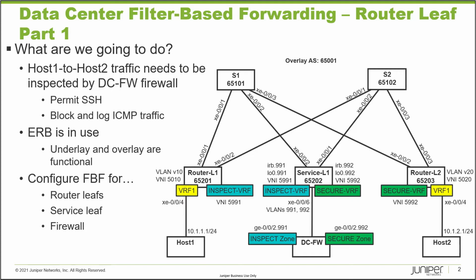All right, so with that, let's go ahead and configure the router leaf. Now, this learning byte will have a few major sections. We'll configure the router leafs, and then the service leaf, and then we'll look at the firewall, and then we'll do some verification. So we'll see that as we go. So with that, let's go ahead and jump to leaf router L1 and get this going.